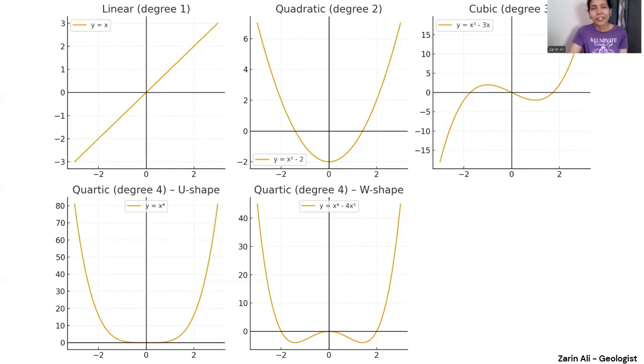Hello everyone, Zareen here, and I'm back with a new type of function today, which is the quartic, a degree 4 polynomial function.